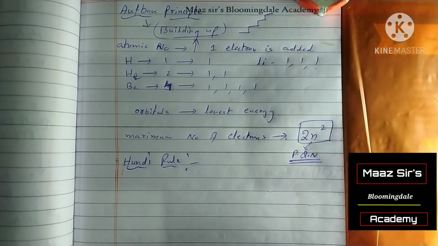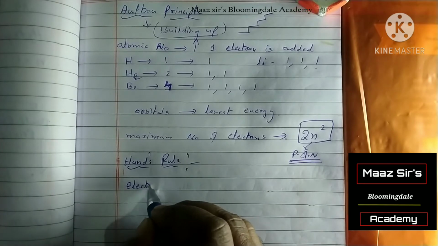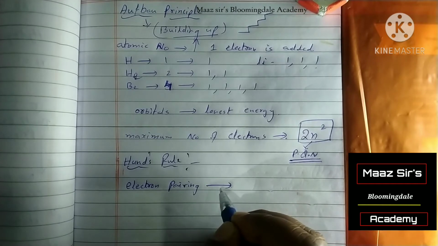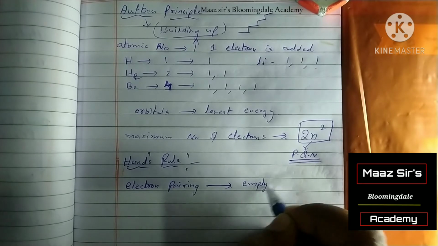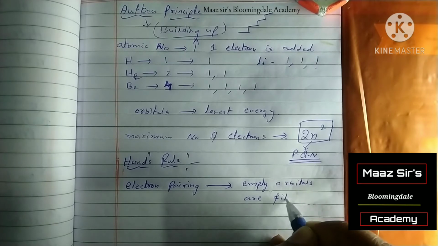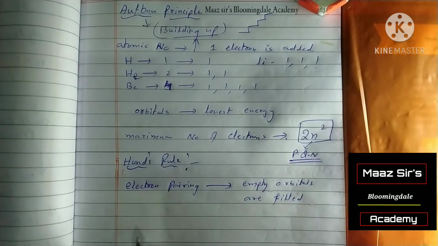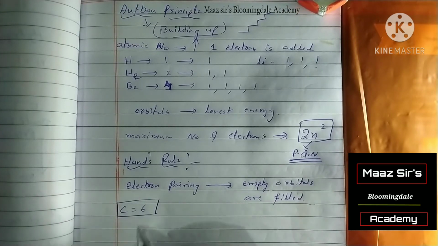So now let us see the next rule, Hund's rule. This rule says that electron pairing will take place only when the empty orbitals are filled. Then only the pairing of electrons will take place. For example, let us take carbon. Its atomic number is 6.